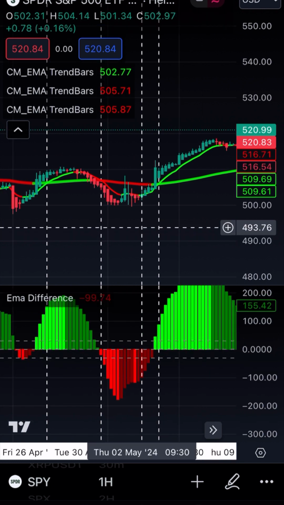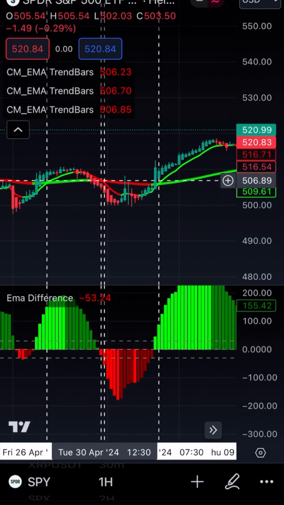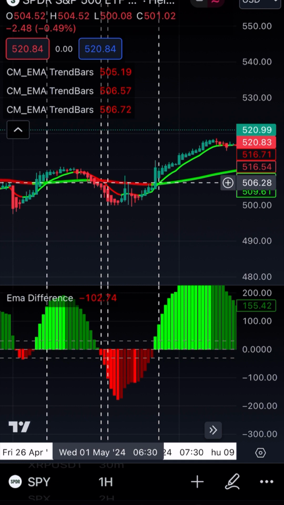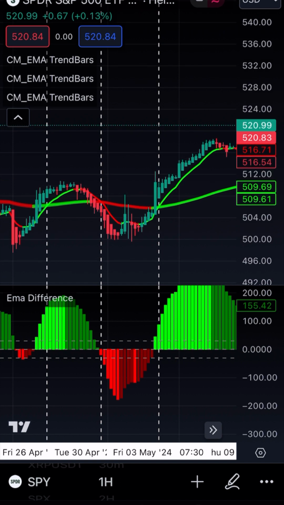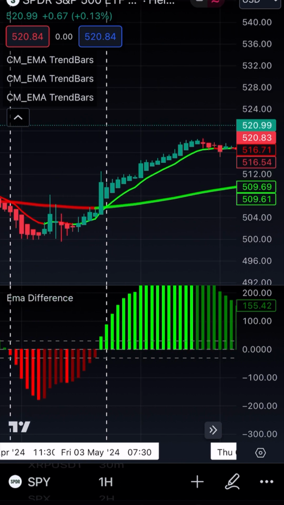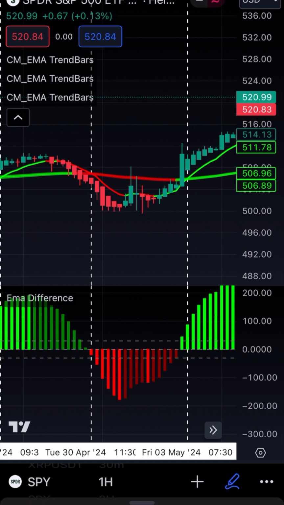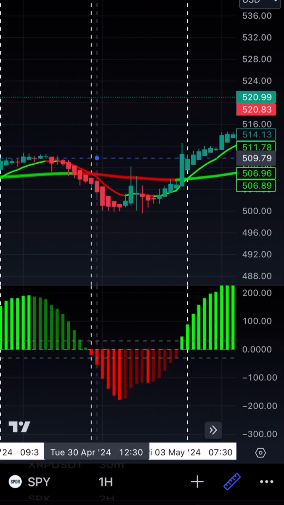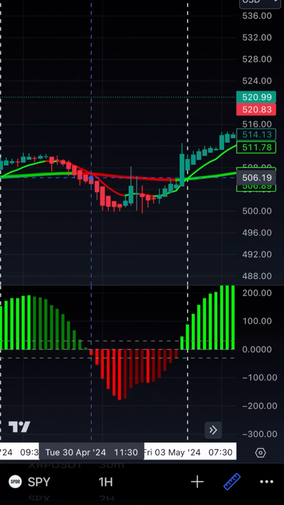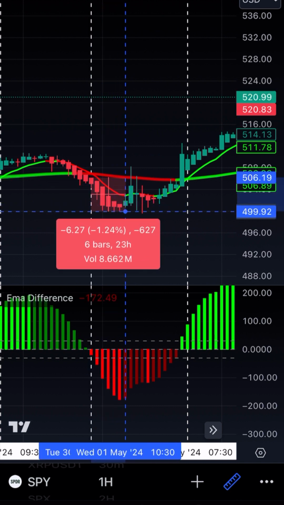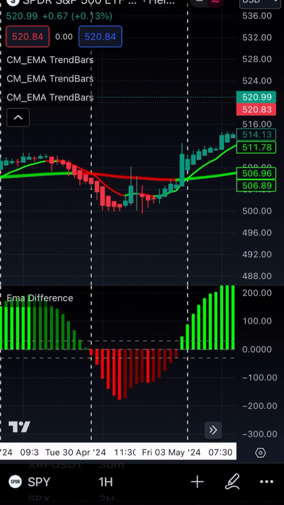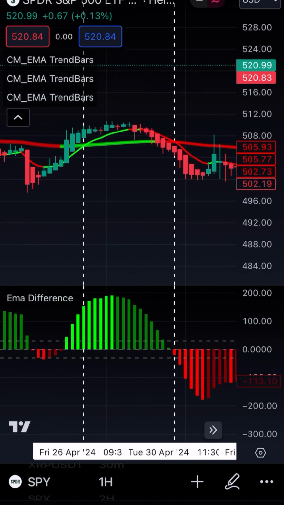Right here we got our cross. So you would have got in right here, and you would have rode this out till about here. So this is probably a small one. This isn't a long trade, but you get in right here and you ride it out till here. Yeah, this is a day. This is an intraday move. This is $627. It doesn't look like a big move, but this is $627 right there.